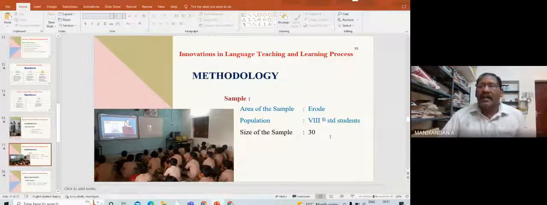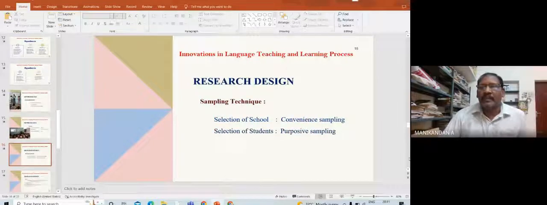Samples. I belong to Tamil Nadu, Erode district. So the samples I take are in Erode in Tamil Nadu. The population is 8th standard students, because, as I said before, the NAS report and SLAS report, all the reports mention that the 8th standard students' language acquiring knowledge is low. So I take the population as 8th standard, and the sample size is 30.